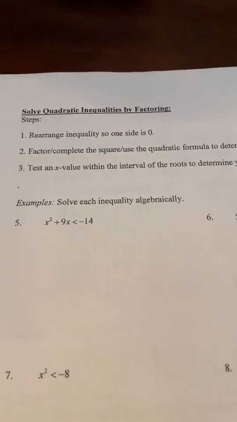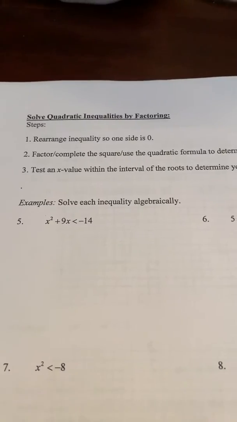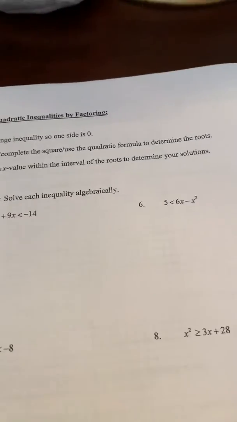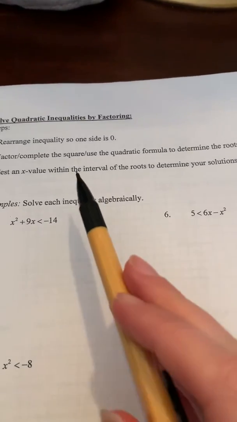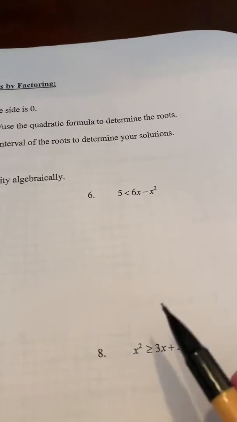The next thing we're going to do is solve our quadratic inequalities algebraically. The easiest way to do so is, if it's factorable, to factor. If not, either complete the square or use the quadratic formula. Let's do number 6 together.